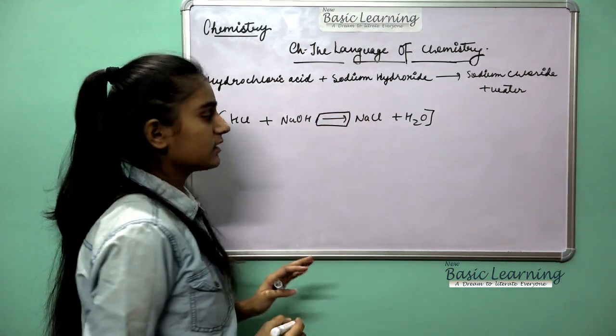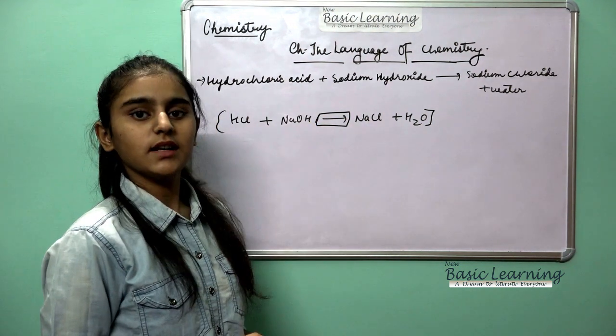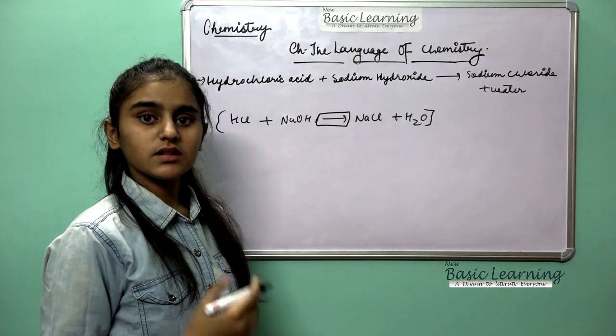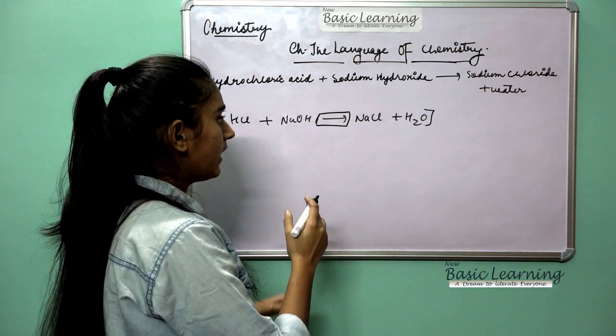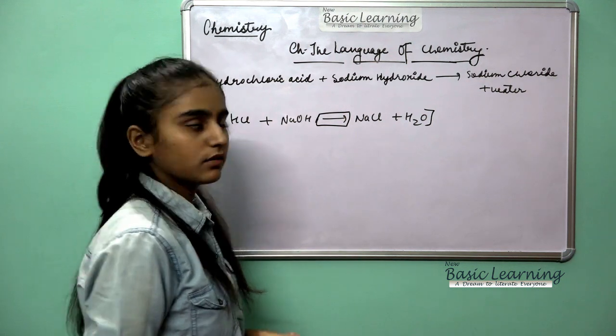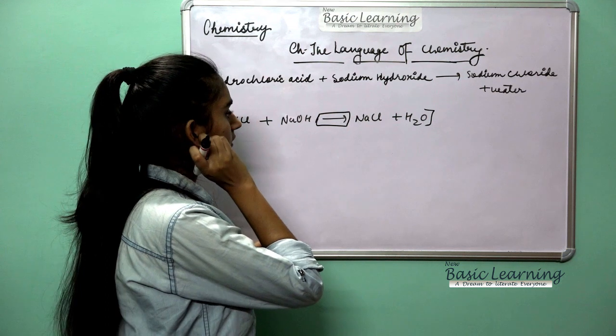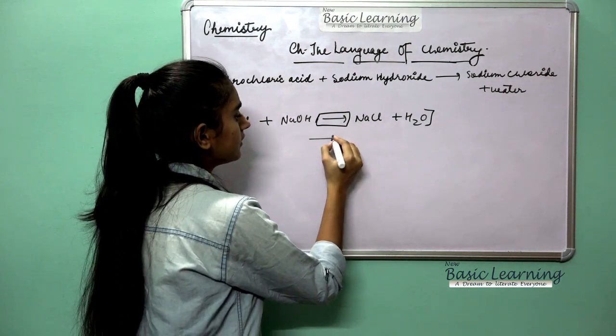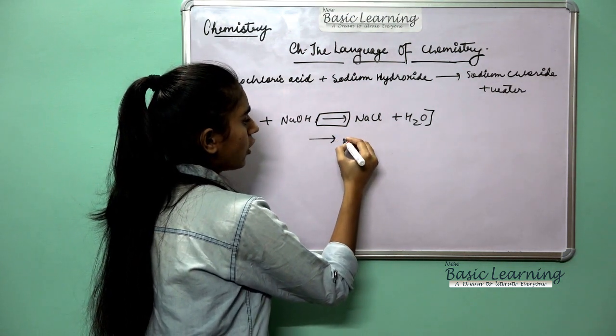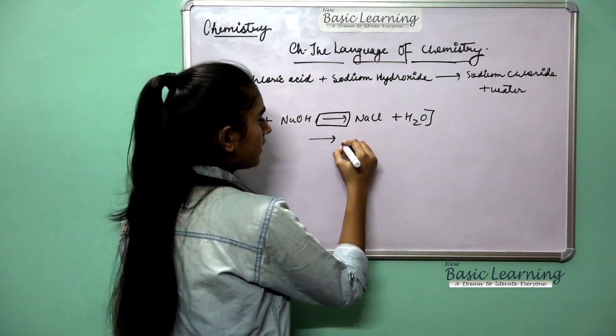Now what is this? This is an arrow. What does it represent, or why is it here? It shows the direction, and it means the change is not reversible. It means irreversible.